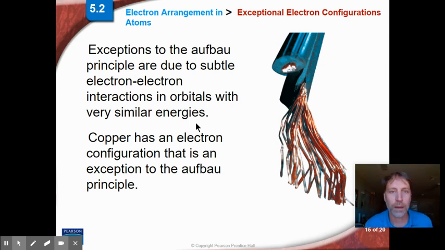So that's it for today. What I want you to understand the most is how to write out an electron configuration for any element on the periodic table.